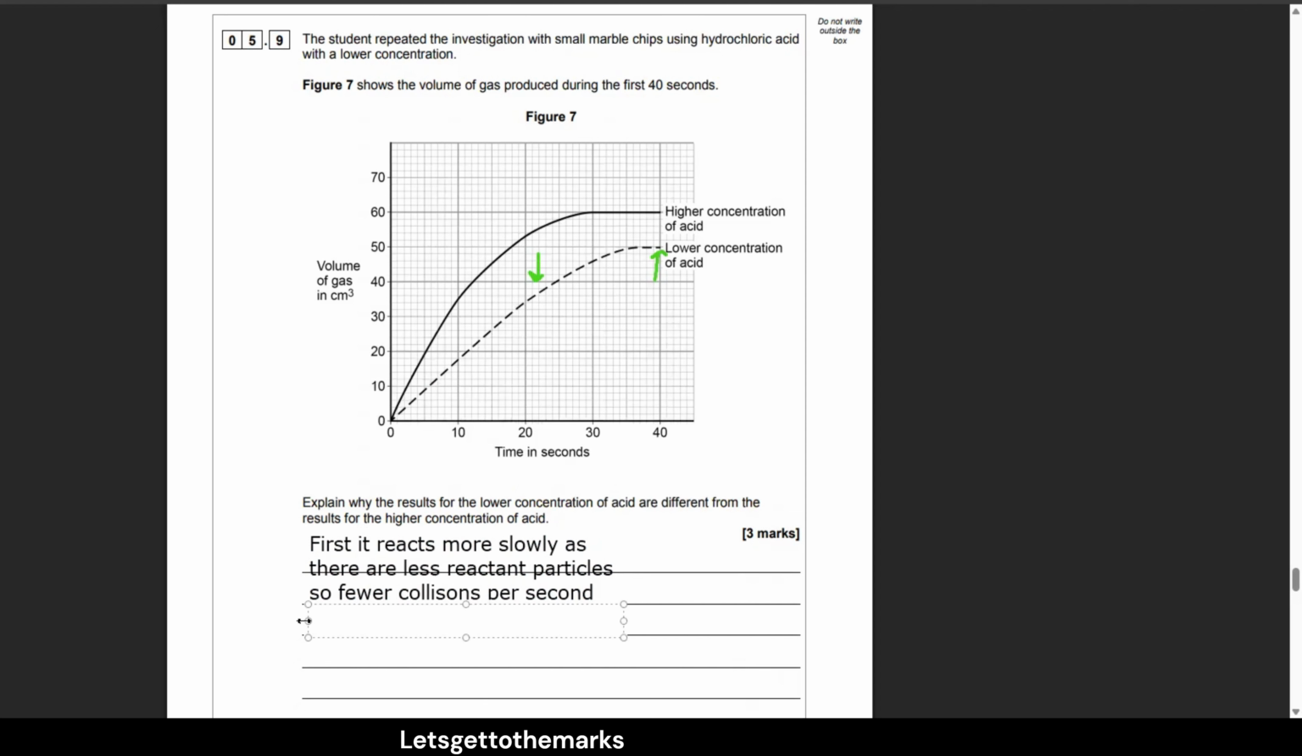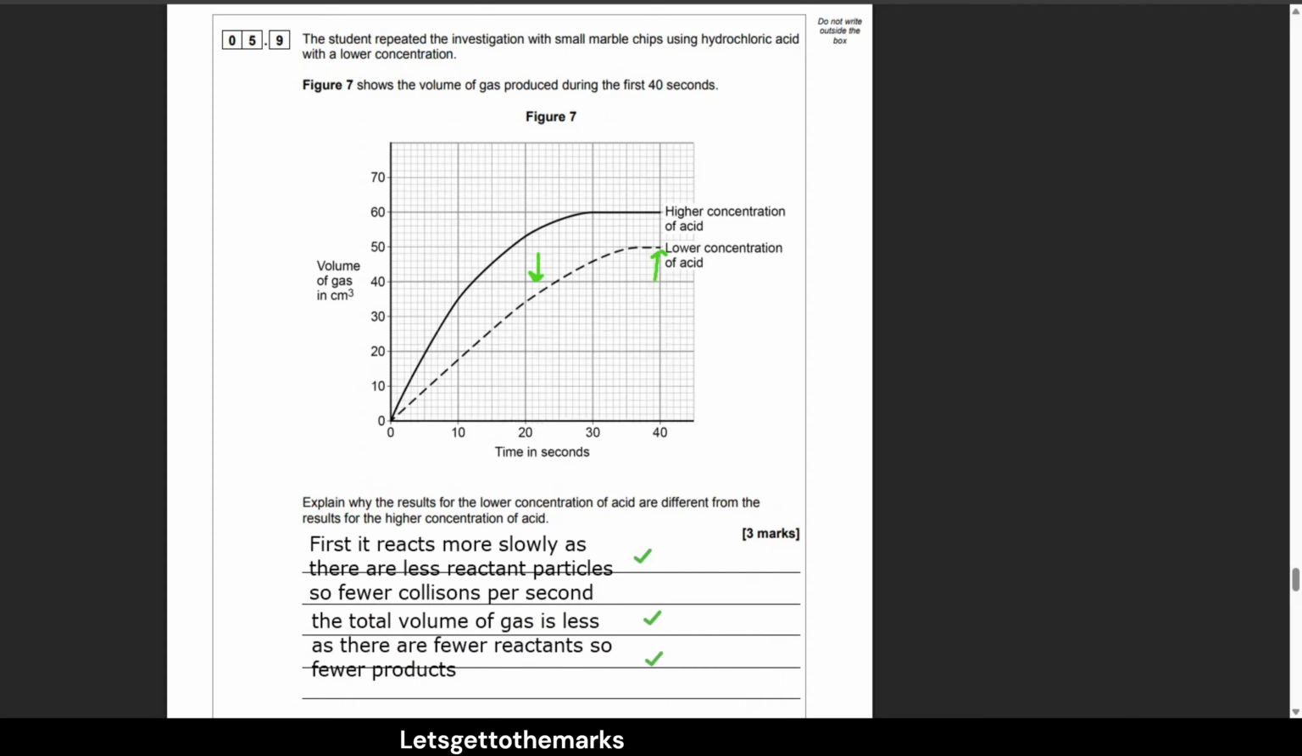And then what we want to say is the total volume of gas is less as there are fewer reactants. I've got fat fingers, so fewer products, unfortunately. If I could get my fingers on a diet, I would. I might get liposuction on the old fingers.